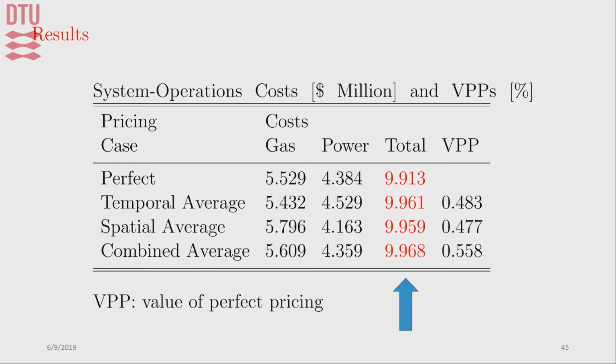So the price is the same all over the region. It doesn't matter if the pipelines are congested or whatever. We just average everything, and this is what you get in your home. You don't pay different prices, I guess. Wherever you are in Denmark, you pay the same price for electricity.